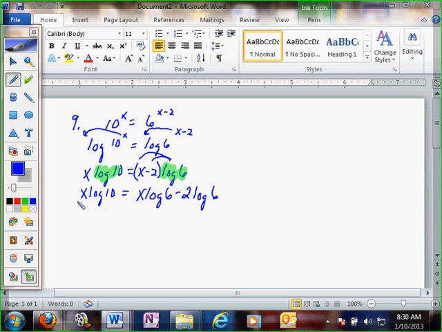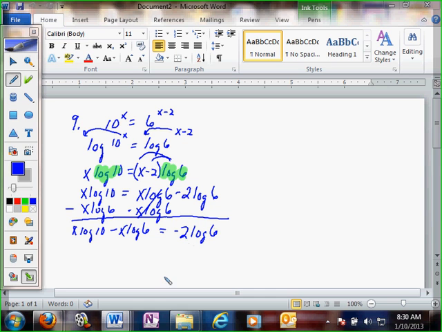Now what I have is still x's on the left and still x's on the right, but now they're separated. I'm going to take the term with the x's in it to the left side. Now it's positive, so I'm going to subtract x log 6 from each side. This cancels. x log 10 minus x log 6, and I just rewrite it because they're not the same things, and so I just have on this side equals negative 2 log 6.